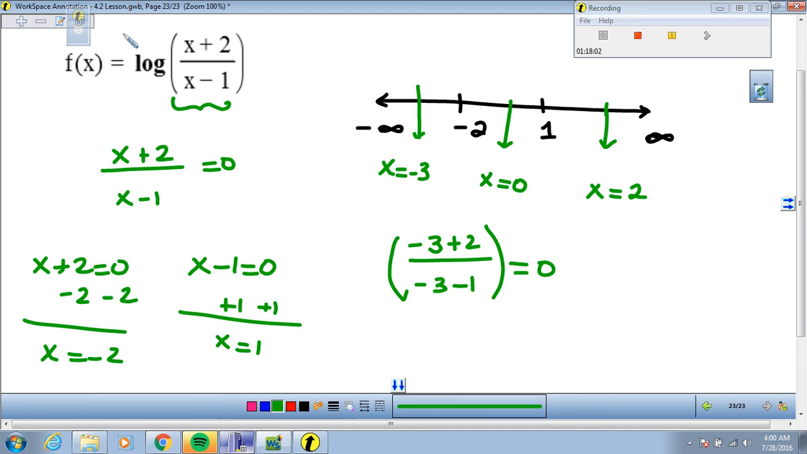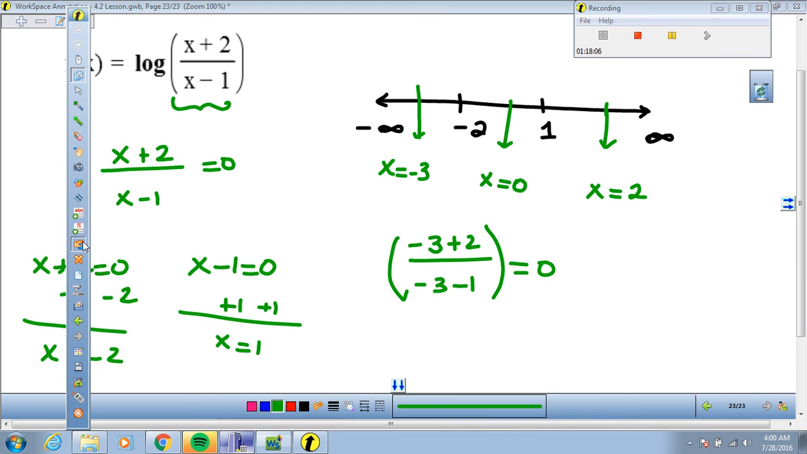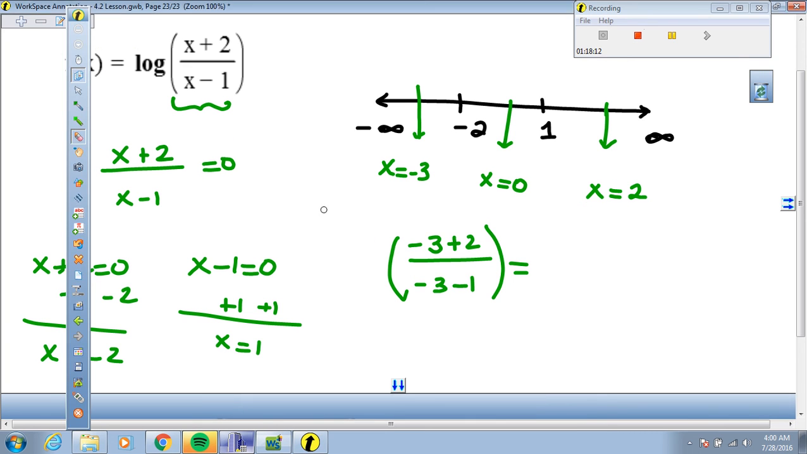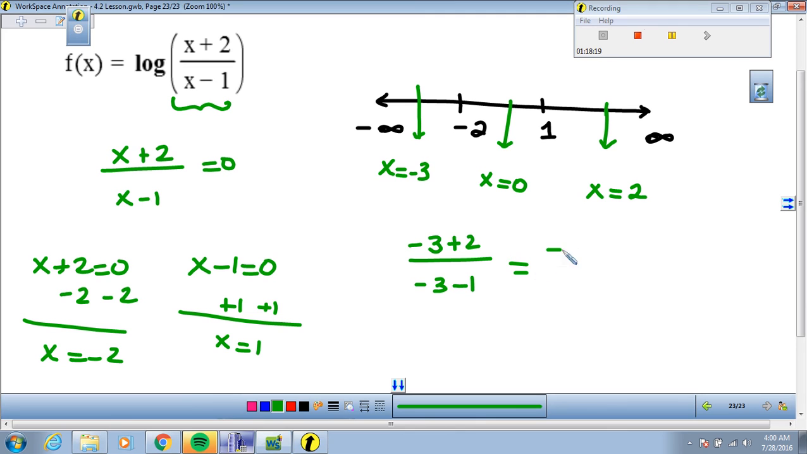I don't know why I put a 0. And maybe this would be simple to do. I mean, I put it in parentheses, but really I didn't need to. We can probably do this without the need of the calculator. Negative 3 plus 2, negative 1. Negative 3 minus 1, negative 4. So 1 over 4. So is this a positive number? Yes. And that's the only kind of number that I can have here inside.